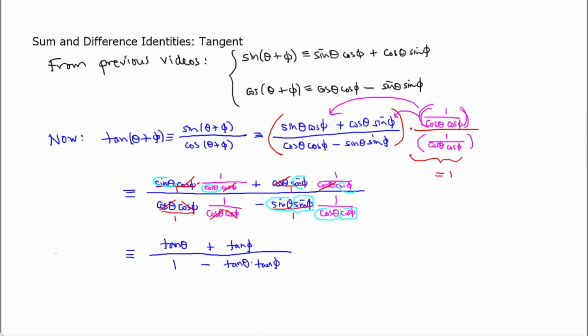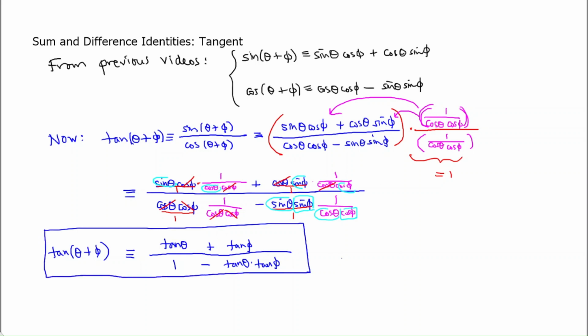Maybe you were expecting this to be more work, but it turns out it's not. This is our tangent sum identity.